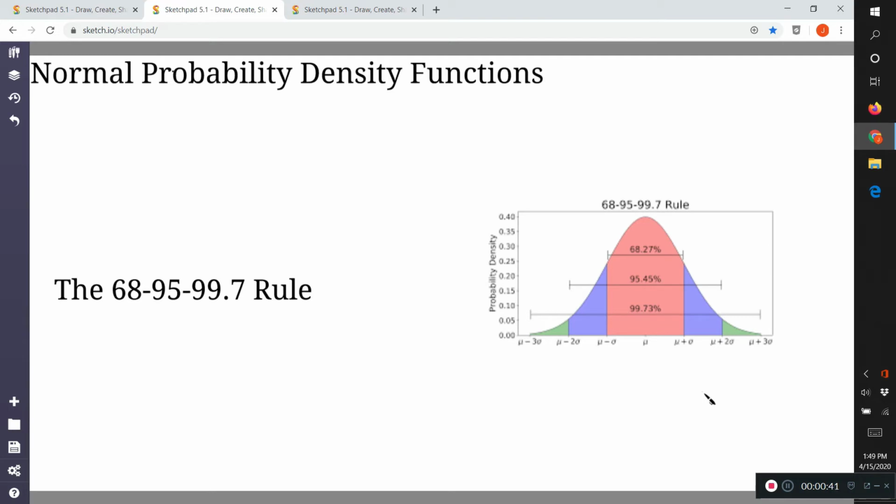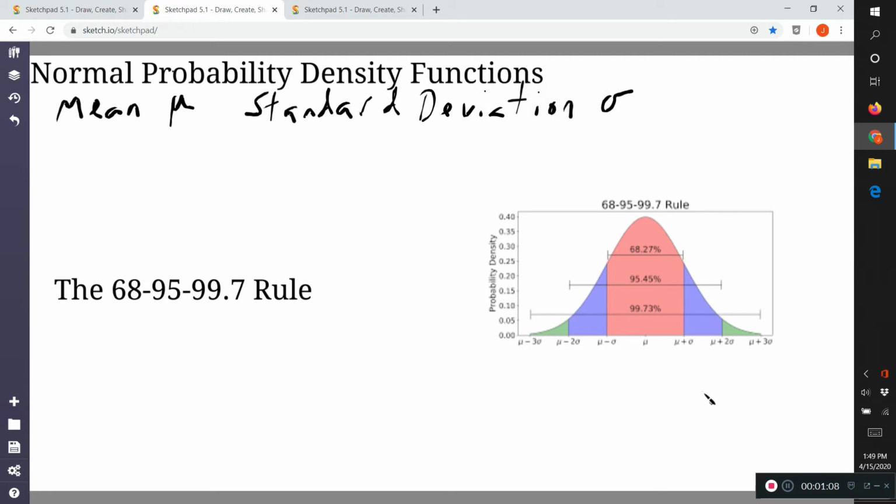Now, to use these, you need to have two pieces of information. You need to have the mean, or the average, which in statistics is given the Greek letter mu. And you need to have the standard deviation, which is given the Greek letter sigma, lowercase sigma.